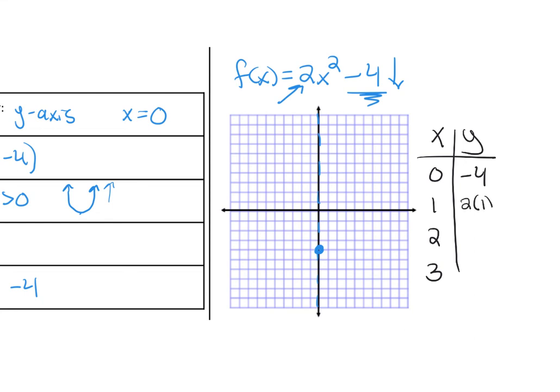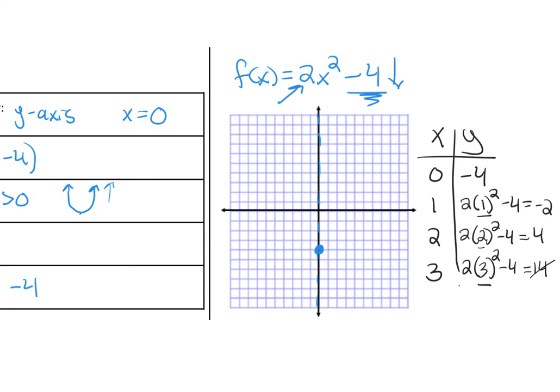So 2 times 1 squared minus 4. 1 times 2 is 2, minus 4 is negative 2. 2 times 2 squared minus 4. 2 squared is 4, times 2 is 8. 8 minus 4 is 4. 2 times 3 squared minus 4. 9 times 2 is 18, minus 4 is 14. So that's going to go off my graph.